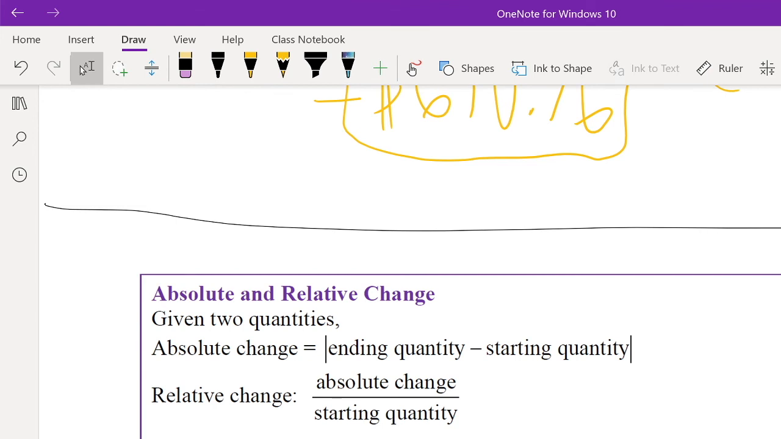Without any context, it's kind of hard to identify, is that good or is that bad? So for example, the stock market dropped 100 points. Well, does that represent a good thing or a bad thing? Is that really good, really bad? We would like to quantify that. So a nice way to do that is through this process of absolute and relative change, where you compare it to something.